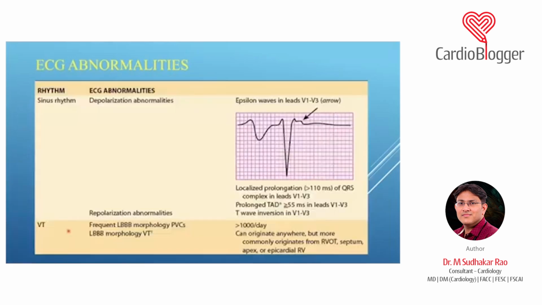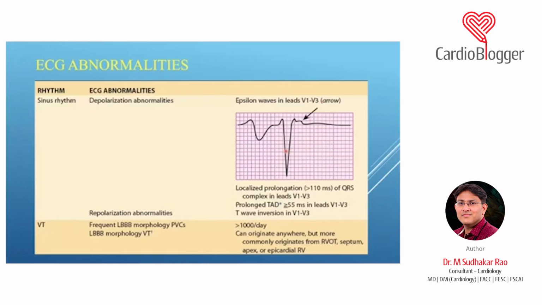Now, in the ECG, one of the things which you will always be seeing is an epsilon wave. Many of you would have heard about epsilon waves on ECG, and it is usually seen in patients with ARVD. Now, what is the epsilon wave? You see a typical morphology of the epsilon wave in leads V1 to V3. You get it, and this is known as an epsilon wave.